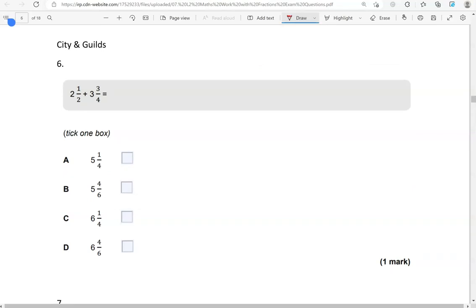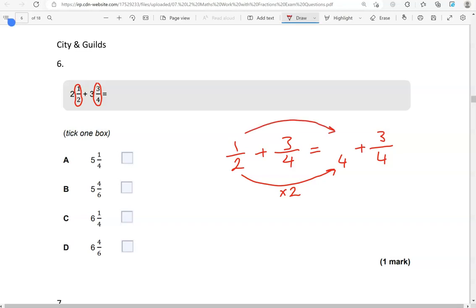So we've got to add 2 1/2 and 3 3/4. Okay, so let's add the fractions first. Half and 3/4. Common denominator can be 4 itself, so this remains the same, and we double the 2 to get to 4, so we're going to double the 1 as well.